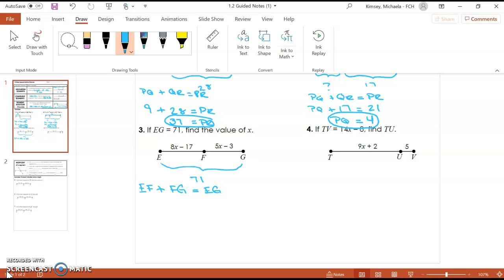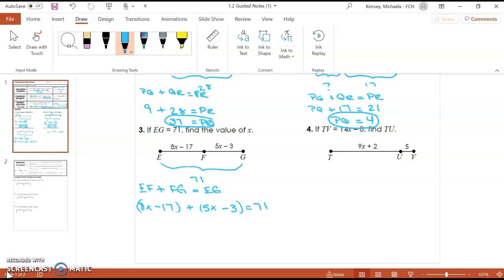So then we know EF, right? It's 8x minus 17. I'm going to put that in parentheses. And then I'm going to add on FG, which we know that again. I'm going to put this in parentheses as well. So we know that FG is equal to 5x minus 3. And then we also know EG. EG is equal to 71.